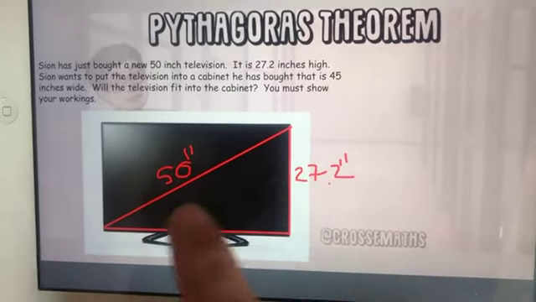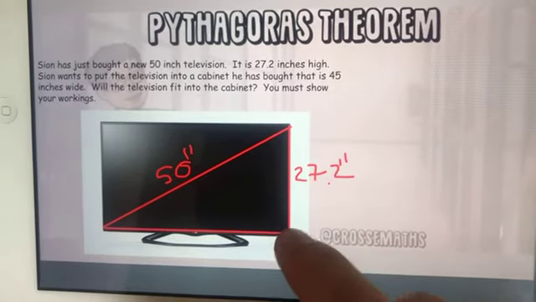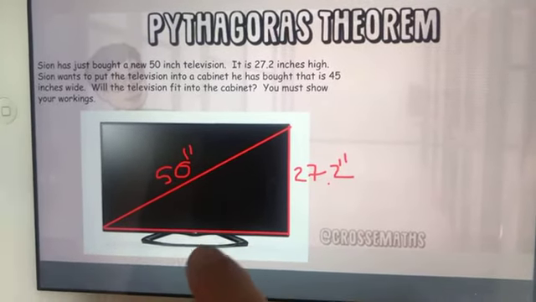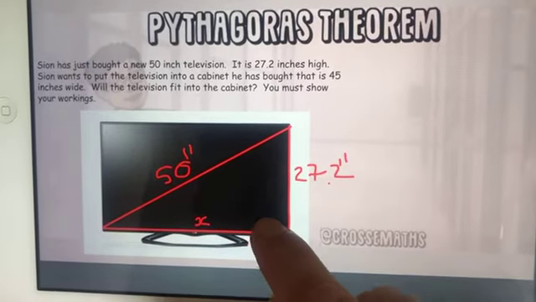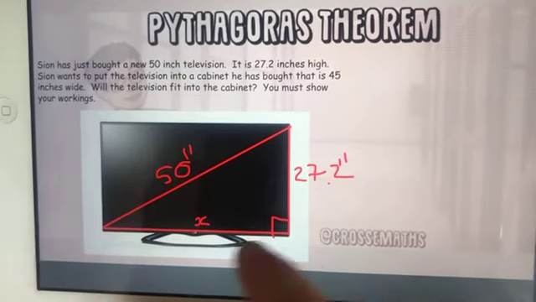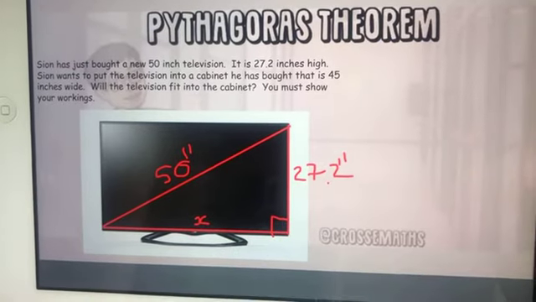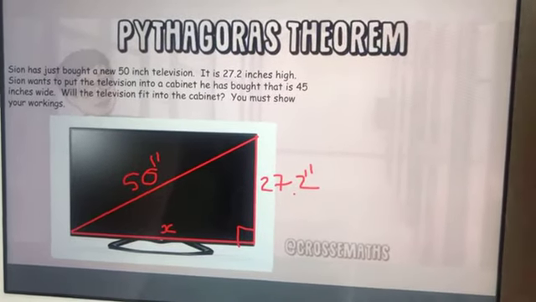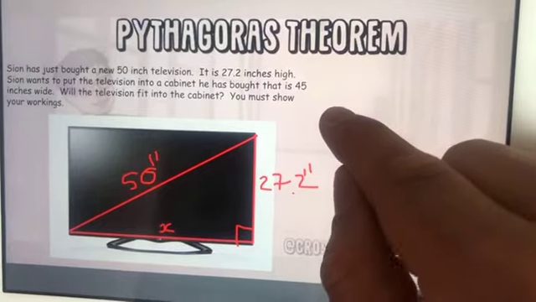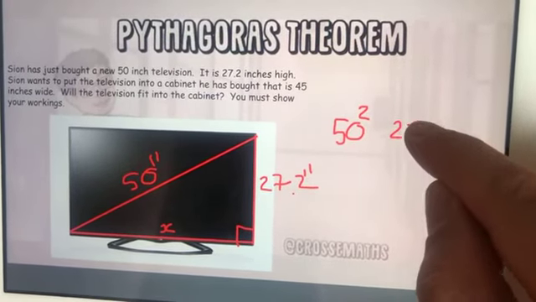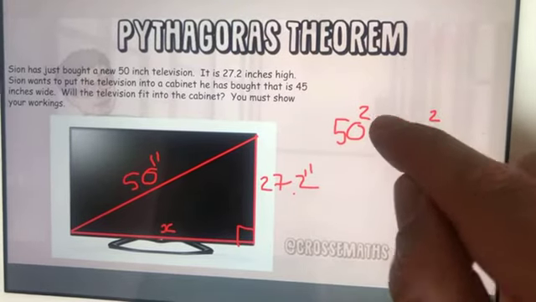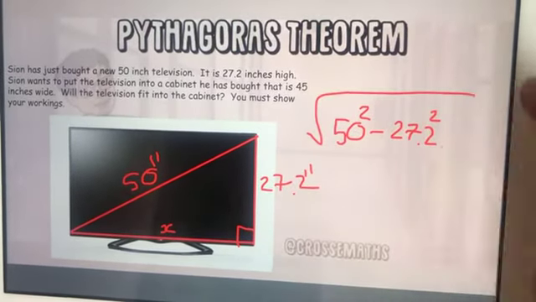So we know the diagonal is 50, we know the height is 27.2. We need to work out this side here to know whether it all fits in. We're going to call that side X. As you've probably guessed from earlier workings, this is one of the shorter sides we need to work out. Think of the quick way we did it earlier, our 3 steps. I square both numbers, 50 squared, 27.2 squared. I take them away from each other, and I square root that answer.